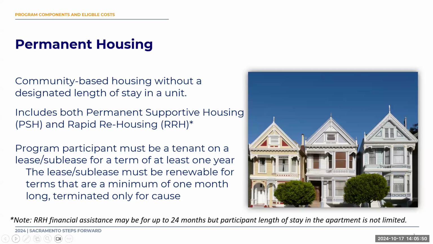Just a note of clarification: when we say permanent housing has no designated length of stay, we want to emphasize rapid rehousing. Of course, financial assistance is limited to up to 24 months, but the idea and goal is that they have an unlimited length of stay in the same unit if they continue on in that unit with their own subsidy, their own support. Next slide, please.